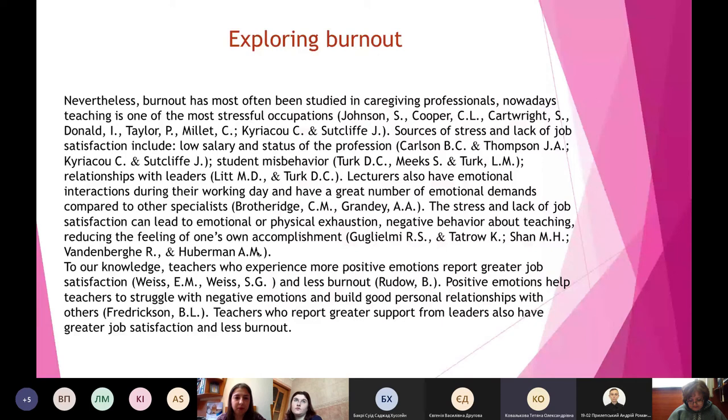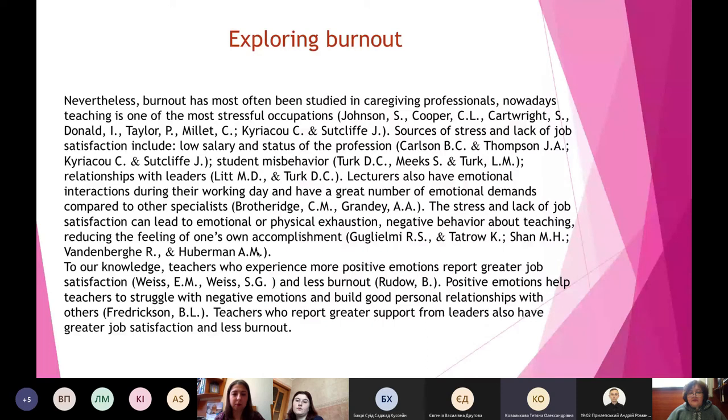Sources of stress and lack of job satisfaction include low salary and status of the profession, student misbehavior, and relationships with leaders. Lecturers also have emotional interactions during their working day and have a great number of emotional demands compared to other specialists. The stress and lack of job satisfaction can lead to emotional and physical exertion, negative behavior about teaching, and reducing the feeling of one's own accomplishment.